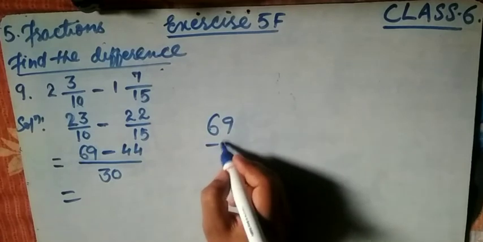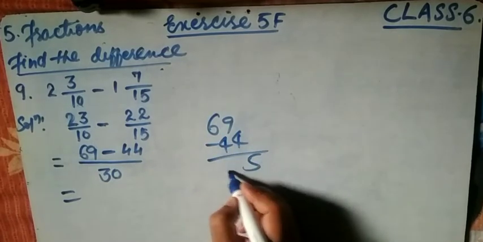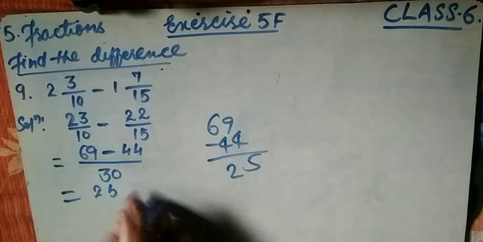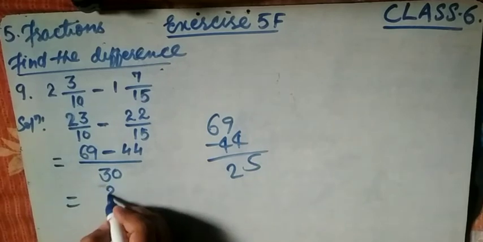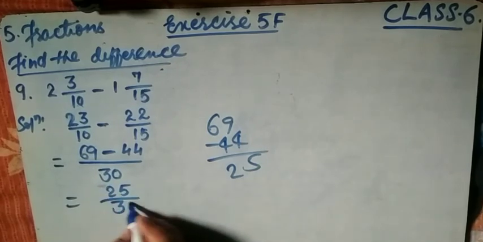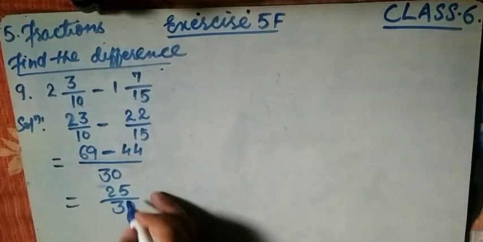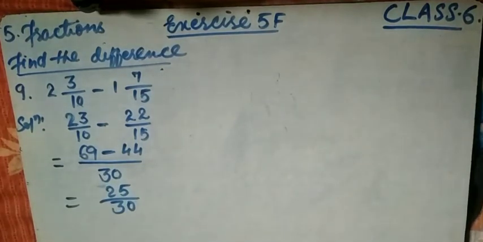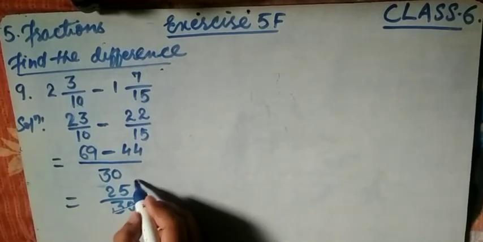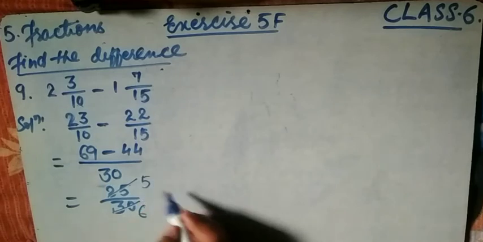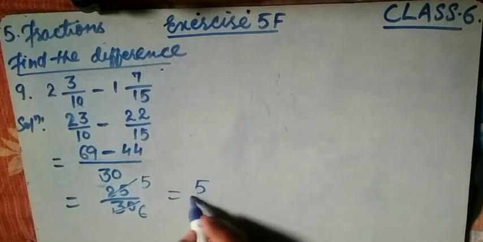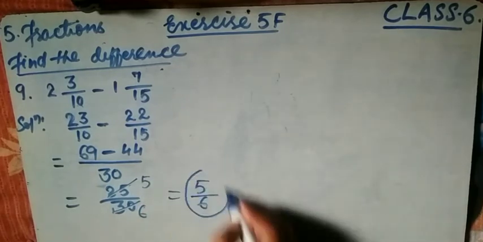Now here 69 minus 44 is 25. So 25 divided by 30. Now see friends, both numbers 25 and 30 will get cancelled by 5 if you remember the tables of 5. 5 times 6 is 30 and 5 times 5 is 25. Here 5 by 6, this is your answer.